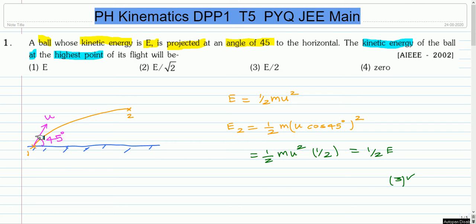So the ball is projected with a velocity u, making an angle 45 degrees. So the kinetic energy is half m u square, and when it reaches the highest point, the vertical component of the velocity will be 0, but the horizontal component will be same throughout, which is u cos 45. So the kinetic energy at the highest point is half m (u cos 45) square, and cos 45 is 1 by root 2. So from this we get half of E. So the correct option is option 3.